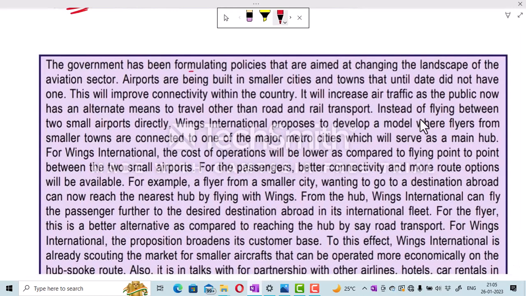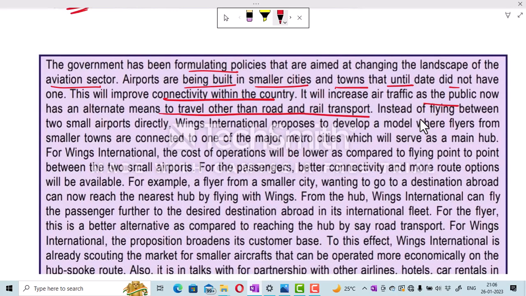Government has been formulating policies that are aimed at changing the landscape of the aviation sector. Airports are being built in smaller cities and towns that until date did not have one. So they're going into the smaller cities also, with airports. This will improve the connectivity within the country. This will increase air traffic as the public now has a means to travel other than roads and rail.